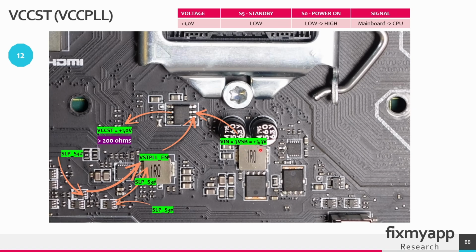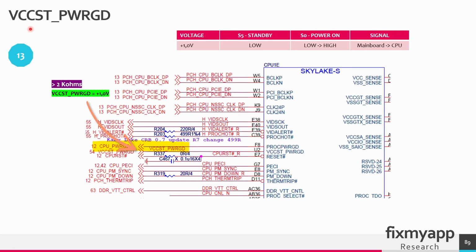The input voltage is 3.3 standby voltage, and eventually, depending on the sleep states 4 and 3, it will turn on or off this enable signal. When this enable signal is present, it will generate the VCCST CPU voltage of 1 volt, and that will go to the CPU. The VCCST Power Good is a power good signal that is used in the CPU to indicate the readiness and stability of this VCCST power rail. The resistance on this line is higher than 2 kilo ohms.